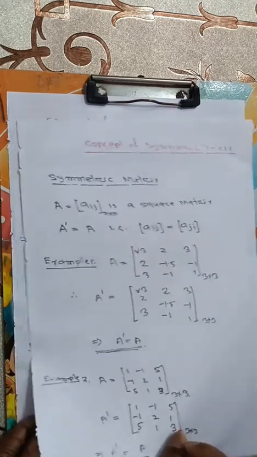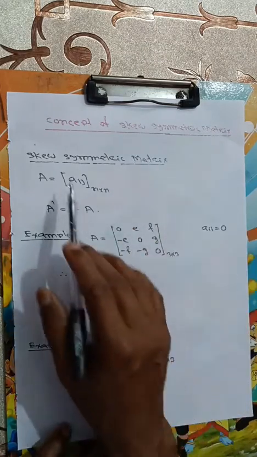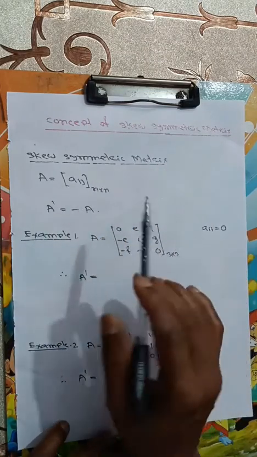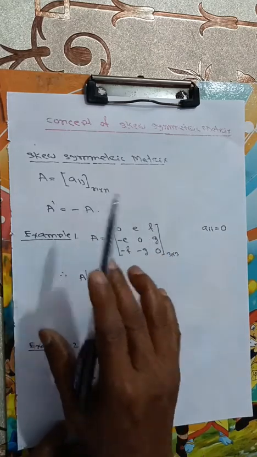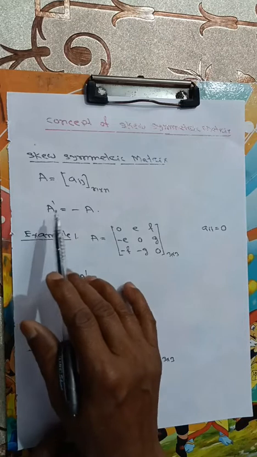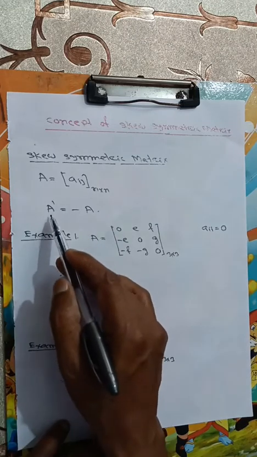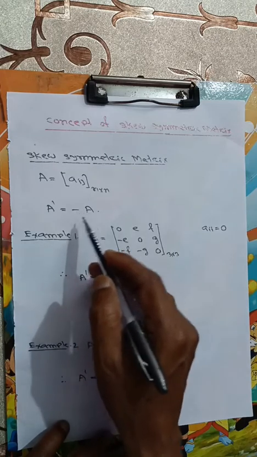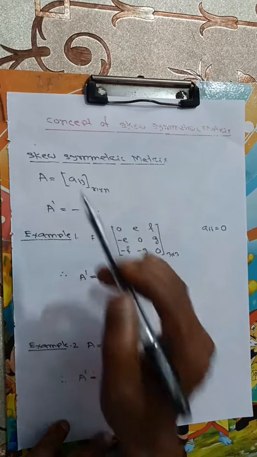Now we are going to another matrix concept, the skew symmetric matrix. A skew symmetric matrix is also a square matrix. A matrix is said to be a skew symmetric matrix if A dash equal to minus A. That means if the transpose is equal to minus A, then we can say that A is a skew symmetric matrix.